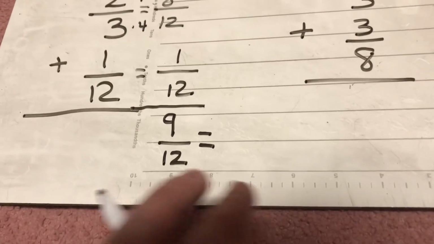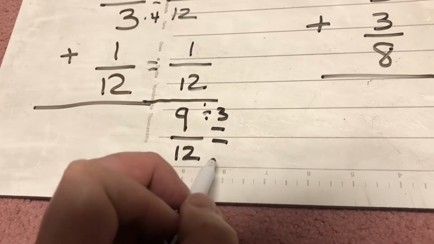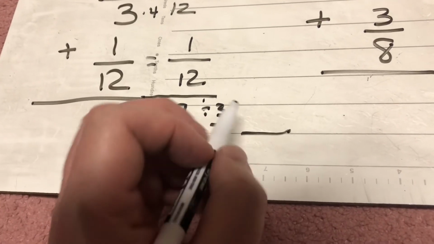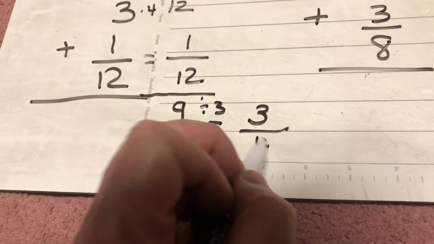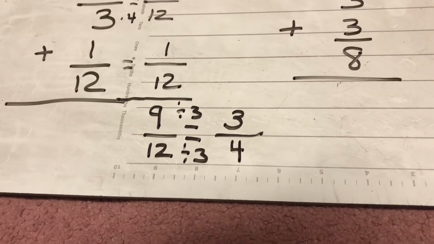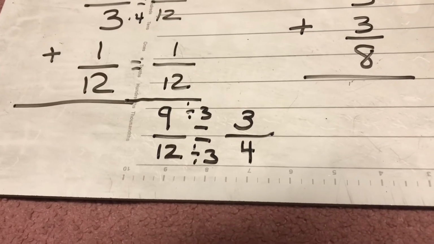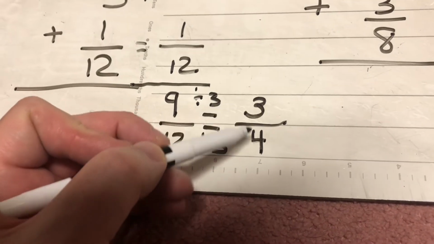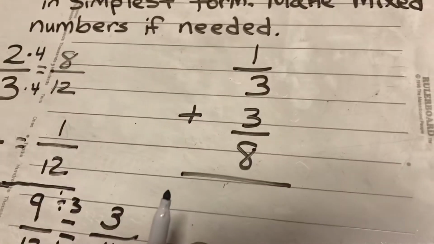So I'm going to try to divide by 3. That's going to be divided by 3, and that's going to be divided by 3. And 9 divided by 3 is 3. 12 divided by 3 is 4. I end up with 3/4. Then I ask myself, well, is 3/4 in simplest form? Well, it is, because the only number that can go into both 3 and 4 evenly is 1. So that's as small as that's going to get.